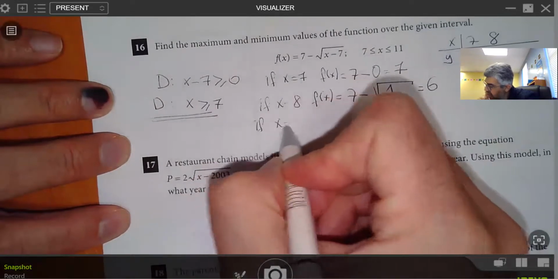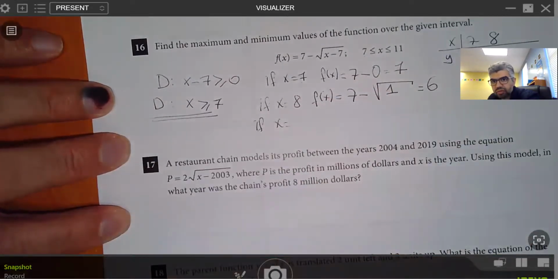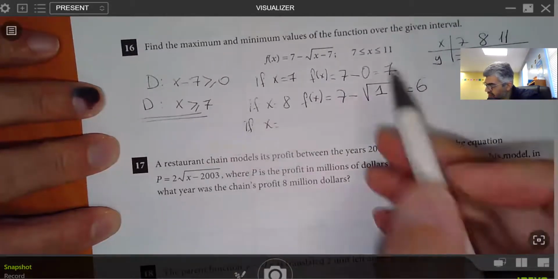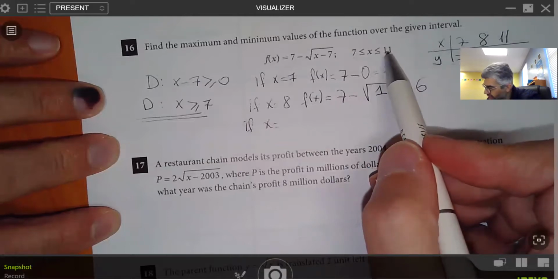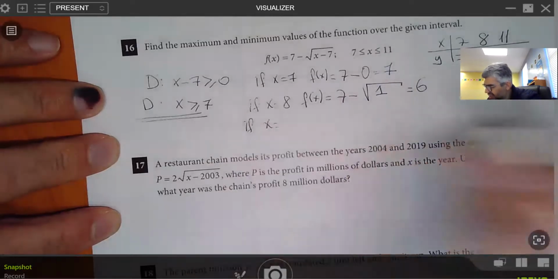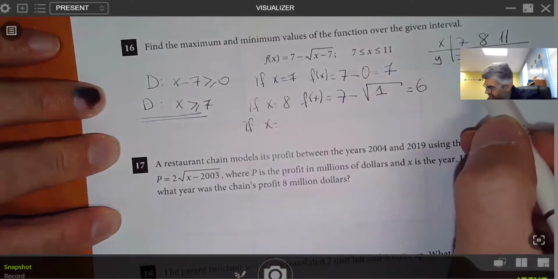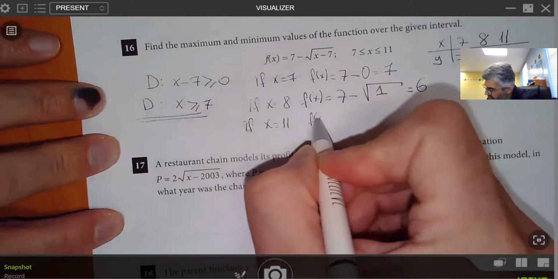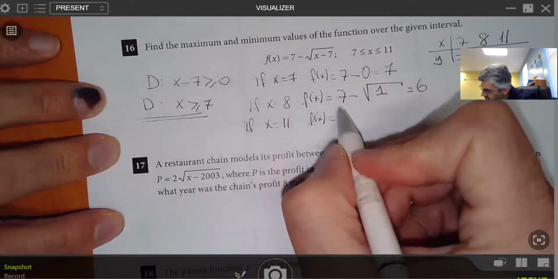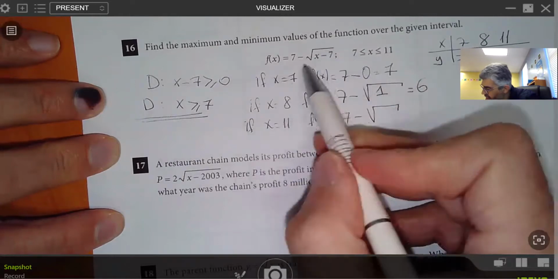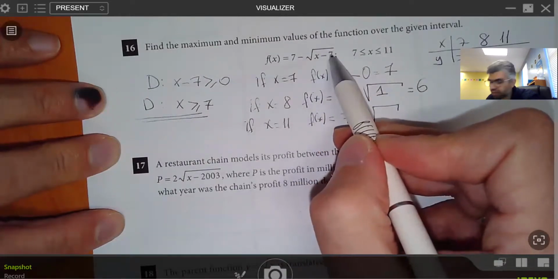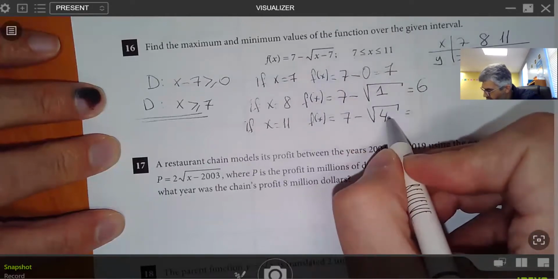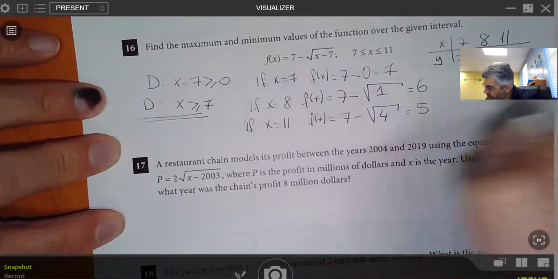What can be the next value? To get 4, let's write 11. And it is actually the last value, right? I think it's understandable. The function is decreasing here. So x is 11. The function value is 7 minus the square root of 11 minus 7, which is 4. And that is 7 minus 2, since the root of 4 is 2, so 5.